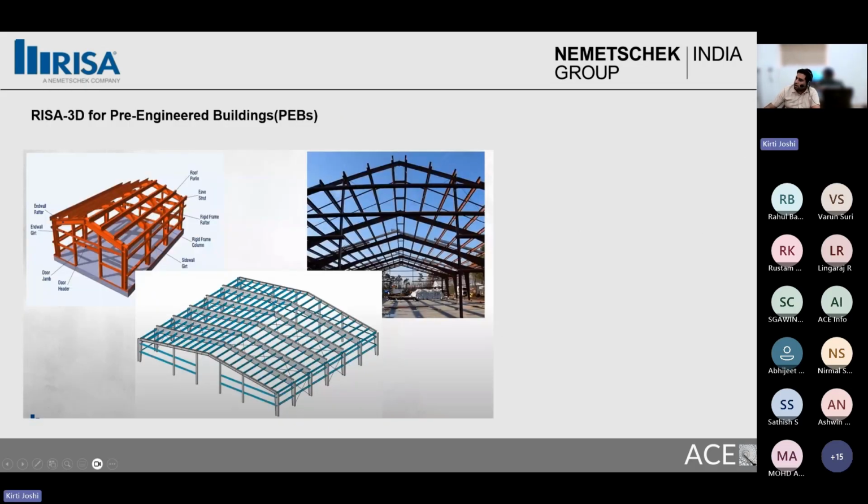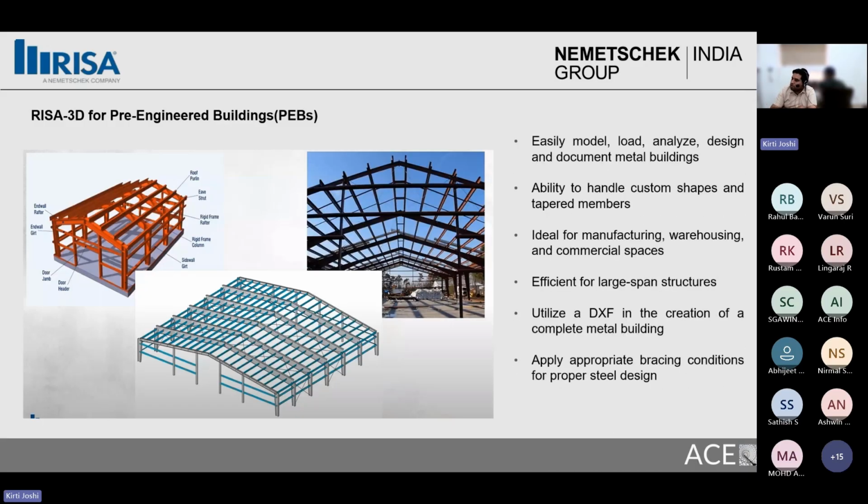So moving forward, here are some of the capabilities I would like to discuss. RISA 3D can also be used for pre-engineered buildings, which is one of the most popular forms of industrial or warehouse construction today. RISA 3D is efficient for modeling these types of structures, and the software gives you flexibility whether in designing bracing or in checking for deflections.